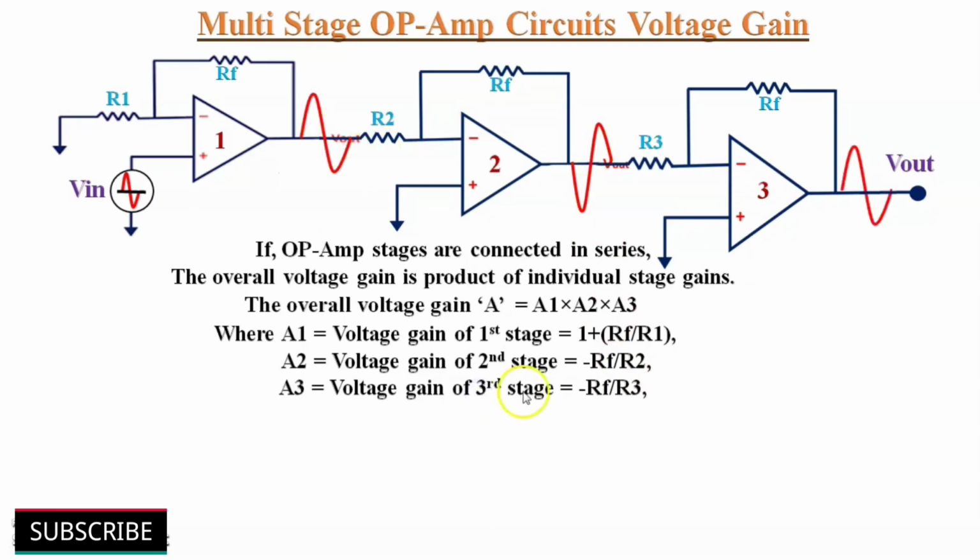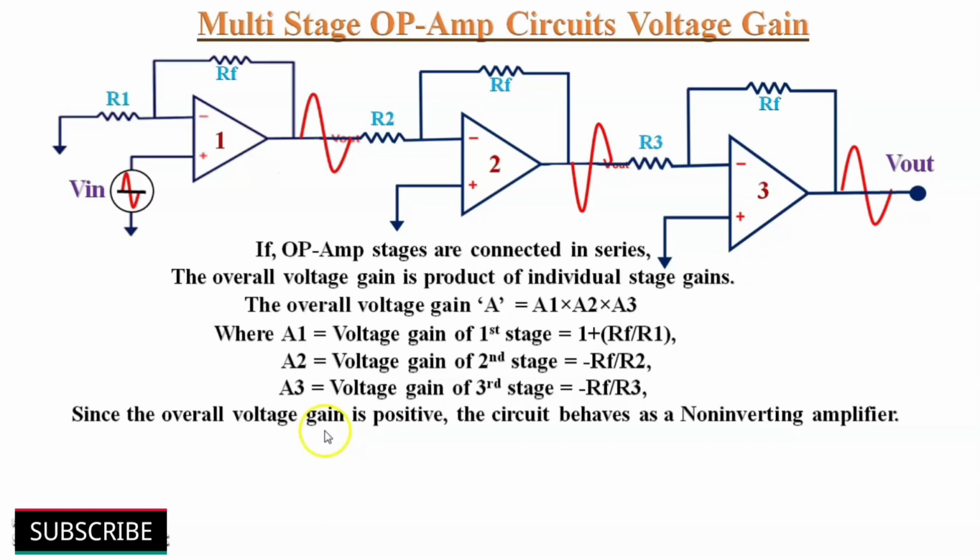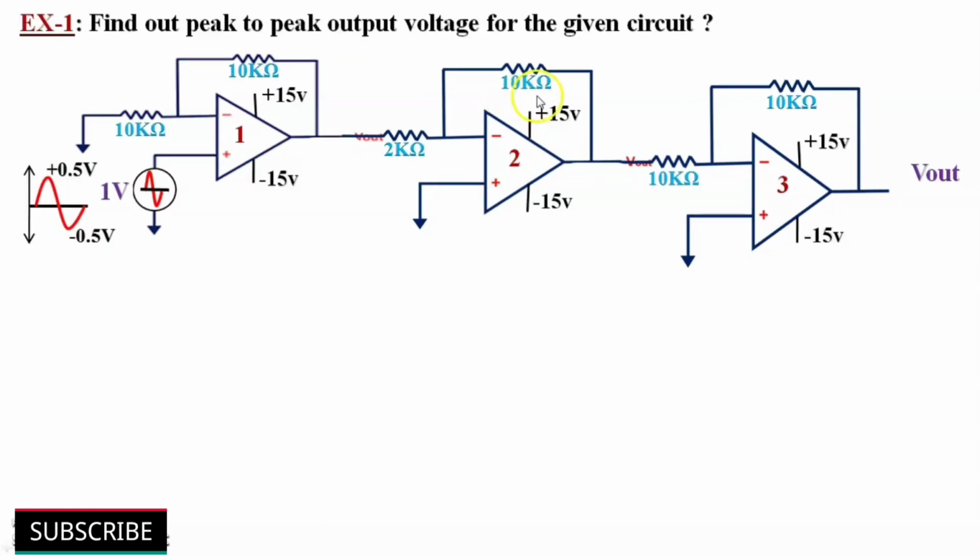A3 is voltage gain of third stage. It is inverting configuration. So voltage gain is minus Rf by R3. Again 180 degrees phase shift. This makes input and final output in phase with each other. Since the overall voltage gain is positive, the circuit behaves as non-inverting amplifier. Let's observe this with an example.